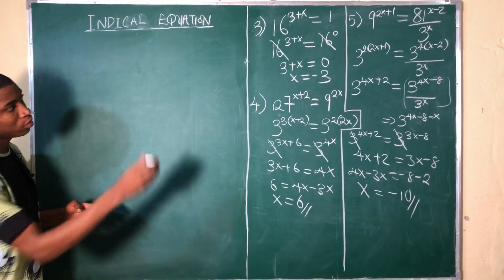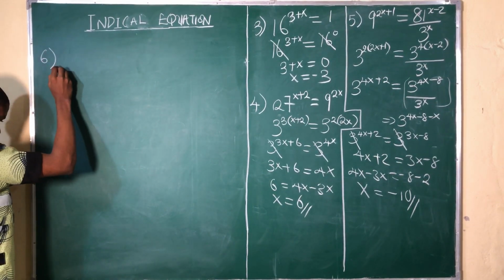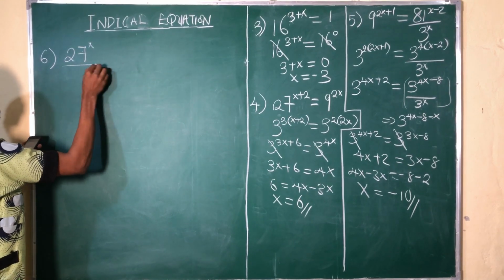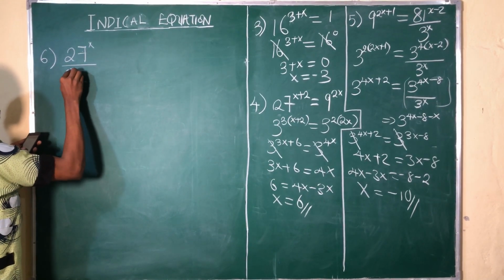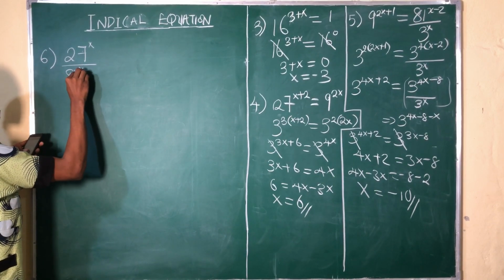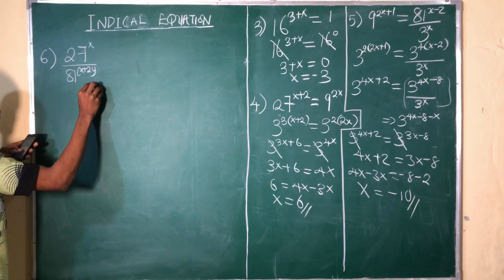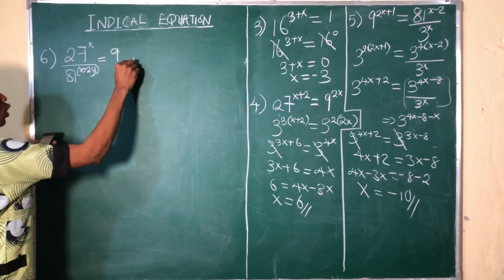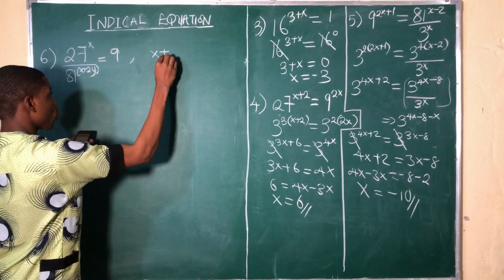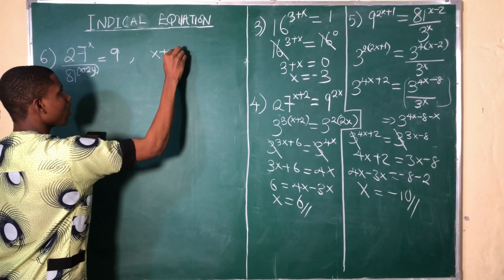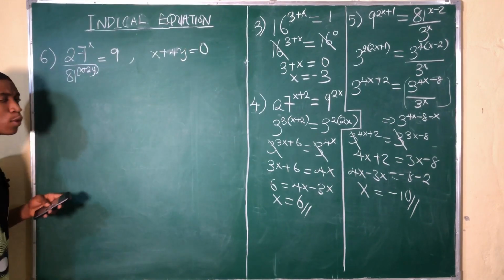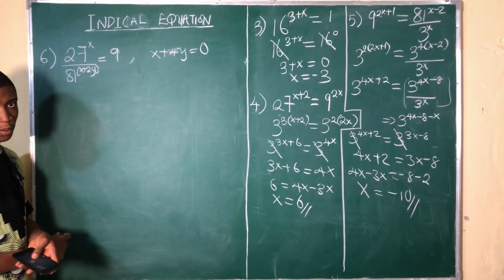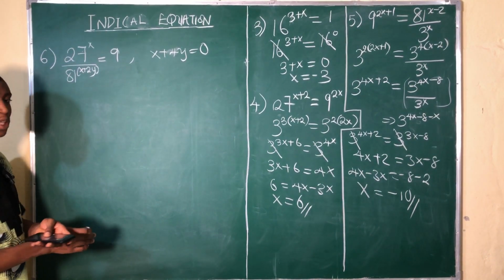Of course, we have number 6. Of course, we have 27 to the power x all over 81 bracket x plus 2y bracket close is equal to 9. And we have x plus 4y is equal to 0. So therefore, this is a simultaneous equation involving indicial equation. So it's very important. The concept is easy.